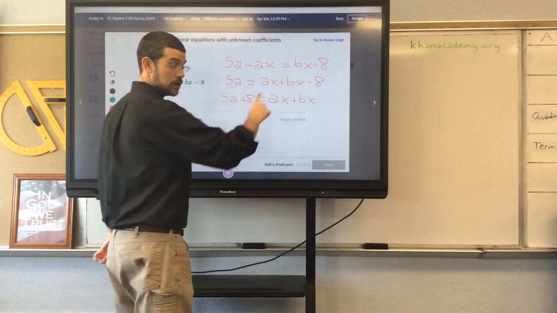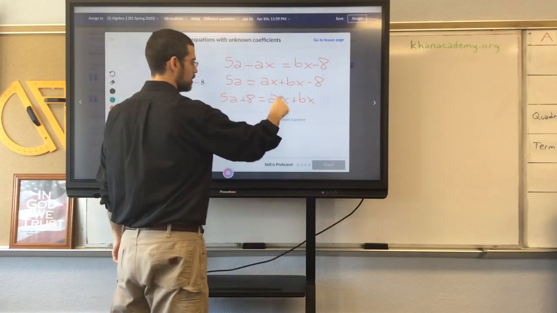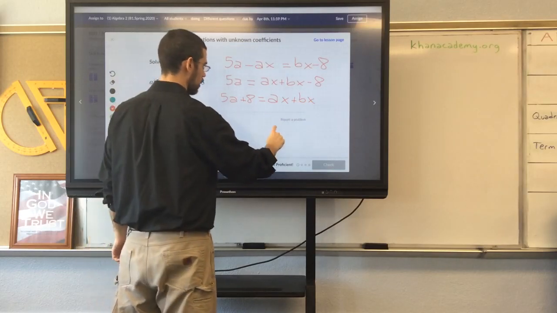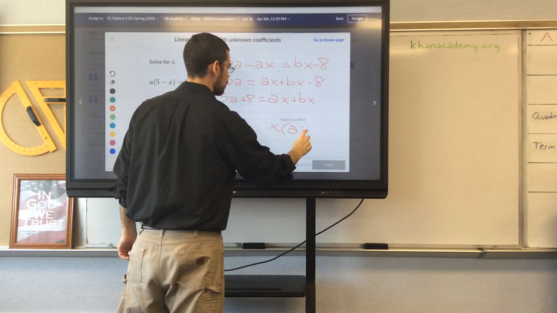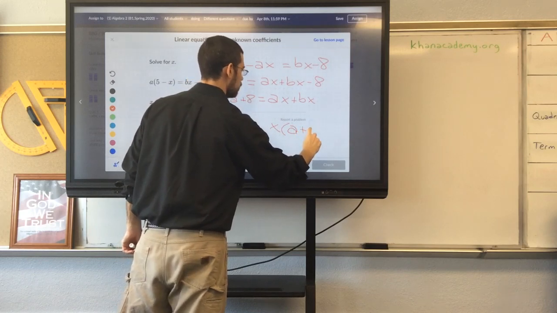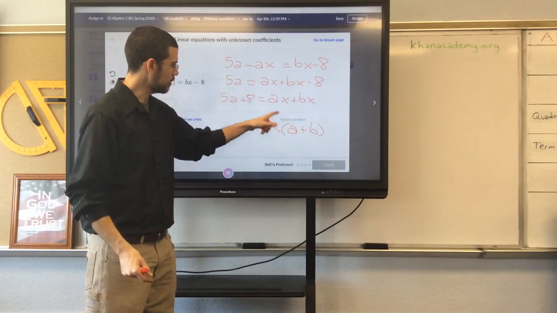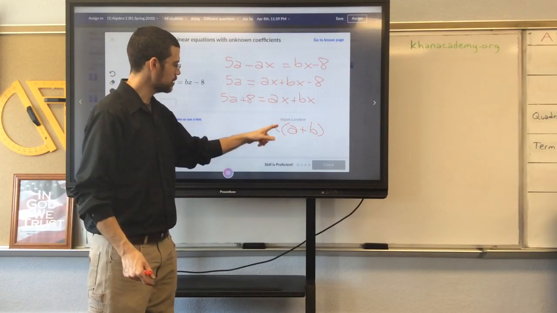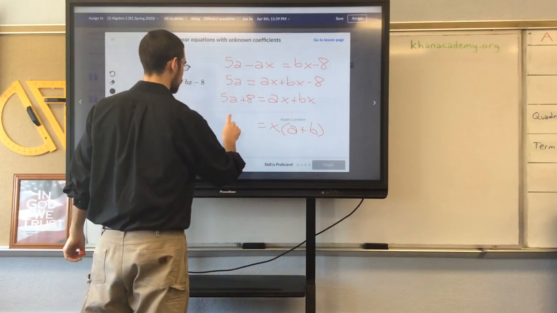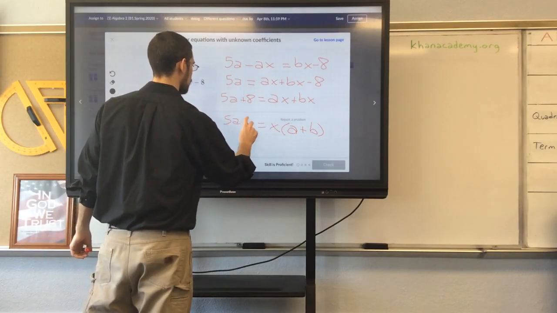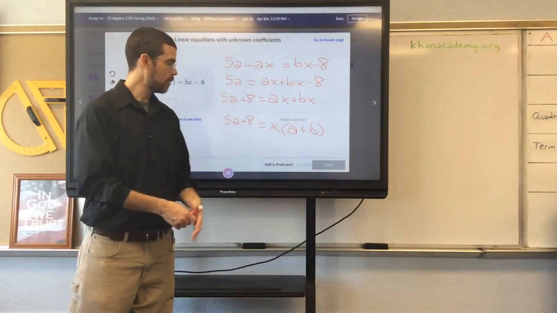Now, using the distributive property, we can factor out x from this sum. And that will look like x times a plus b. A times x here plus b times x there. All right? 5a plus 8.